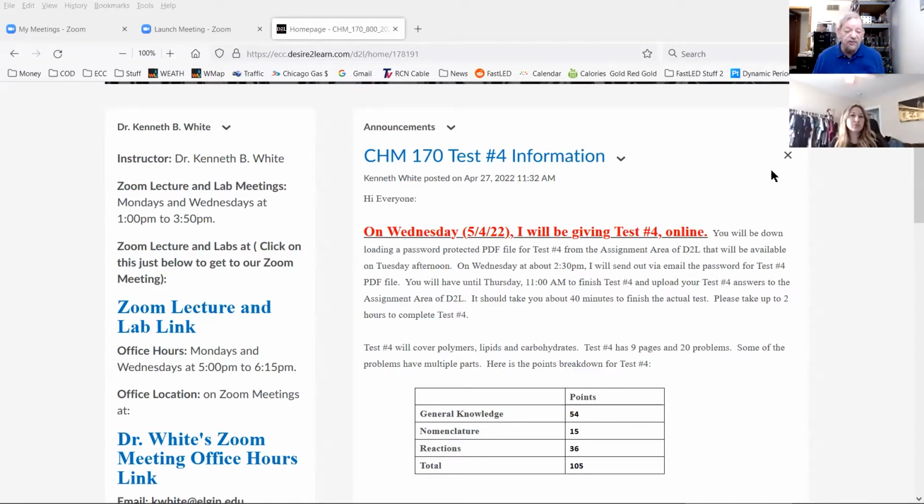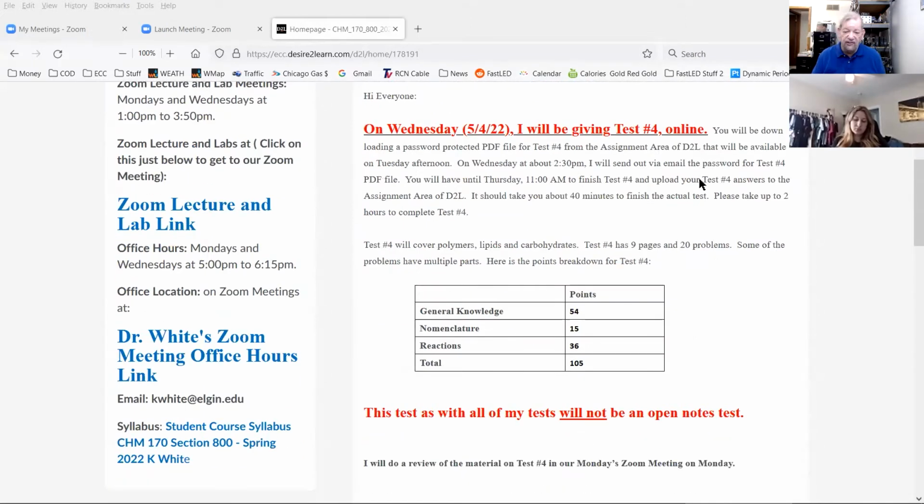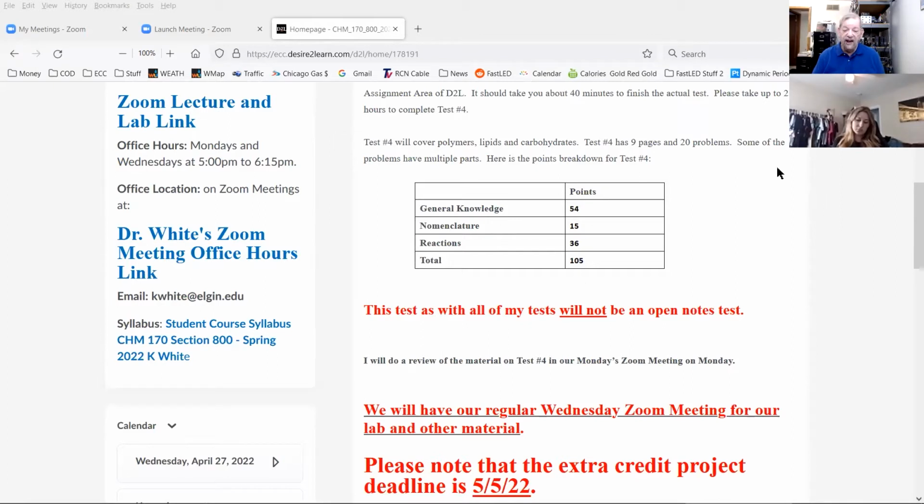Test number 4 will cover polymers, lipids, and carbohydrates. Remember, lipids are fats and oils and steroids. Test number 4 has 9 pages and 20 problems. Some of the problems have multiple parts. Here's a point breakdown: general knowledge, 54 points. Yes, 54 points. Nomenclature, 15. Reactions, 36. It adds up to 105.